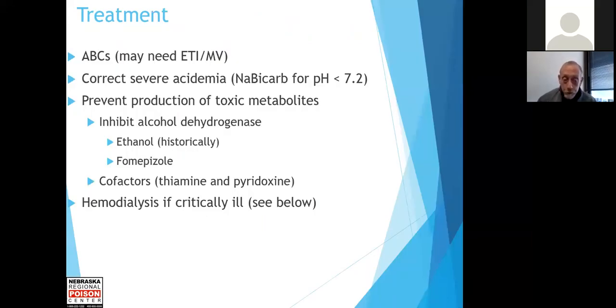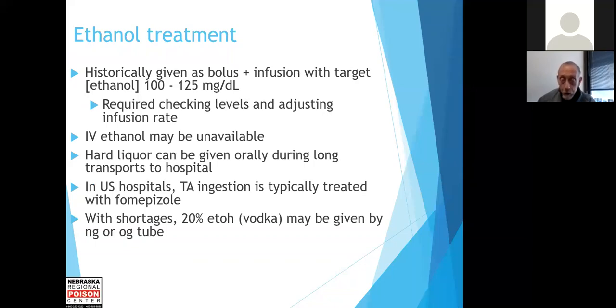So these patients with ethylene glycol poisoning may need airway management because they may be pretty obtunded. They may need a correction of acidemia with bicarb. And the mainstay of treatment is going to be inhibition of metabolism, typically these days with fomepizole. Historically, it had been with ethanol, and we're often going to give them the cofactors, as we mentioned, thiamine and pyridoxine, to enhance production of less toxic metabolites. And if they're critically ill, they're often going to get dialysis, as we'll mention.